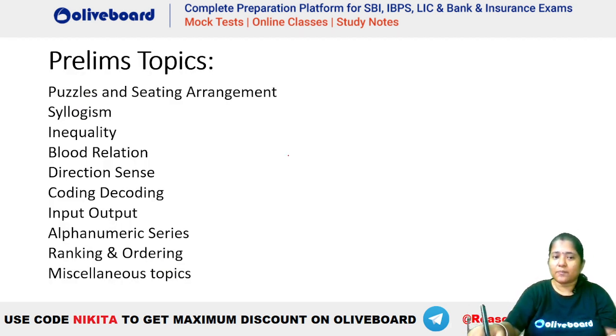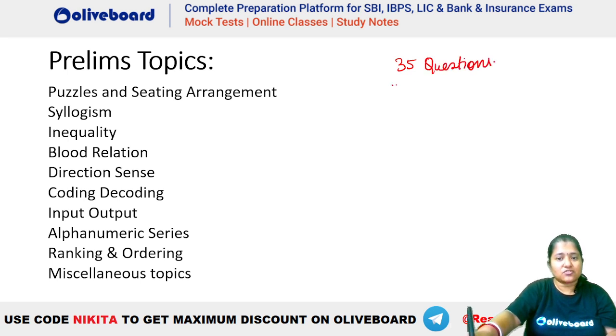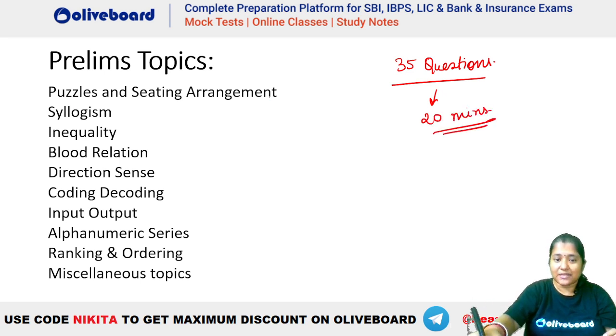So what are the topics that you generally come across in your prelims examination? Look, out of 100 questions, 35 questions will be from the reasoning section, right? 35 questions in 20 minutes. You have to complete the questions within 20 minutes. Now the topics are generally divided into puzzles and seating arrangement, and the rest is the miscellaneous part in your prelims examination. So half of the section will be puzzles and seating arrangement and the rest will be miscellaneous.